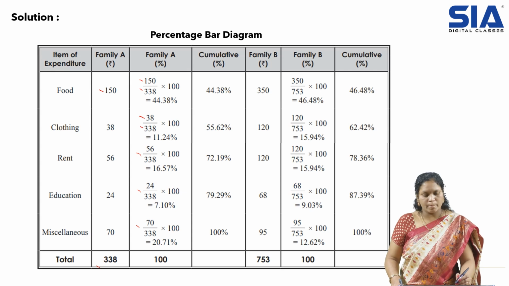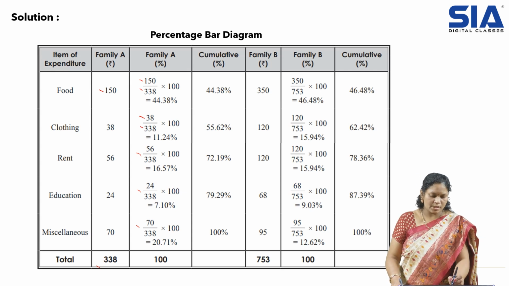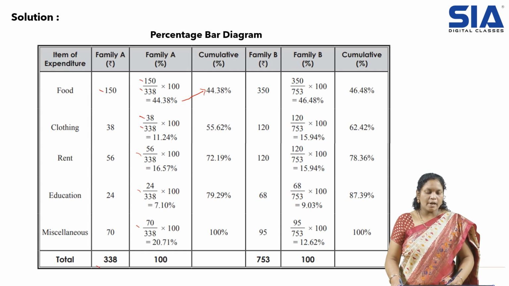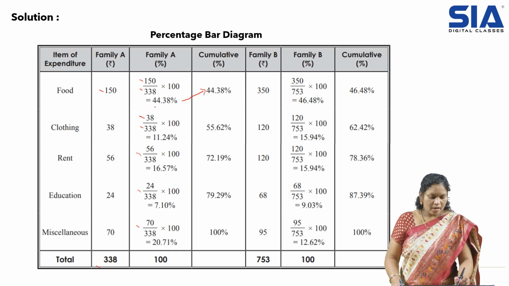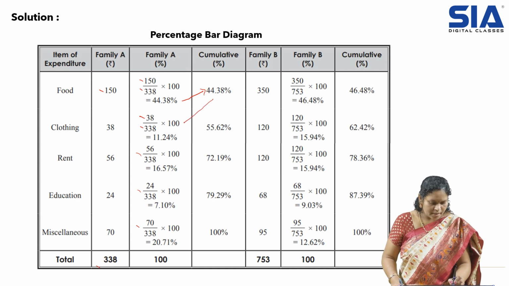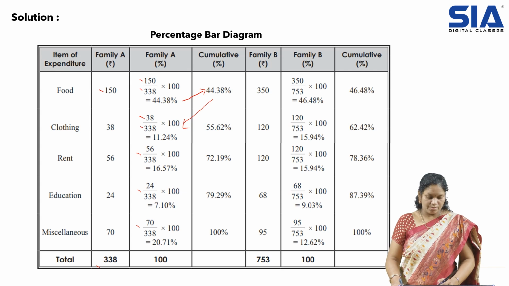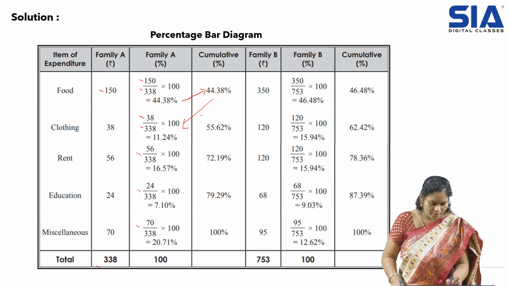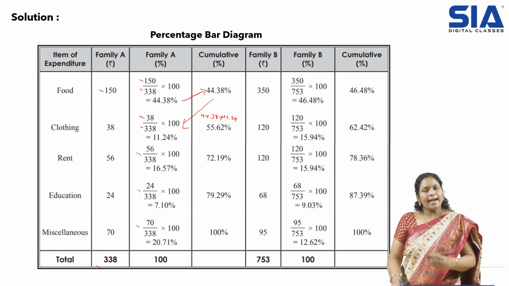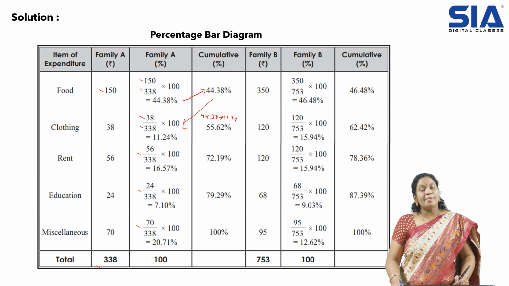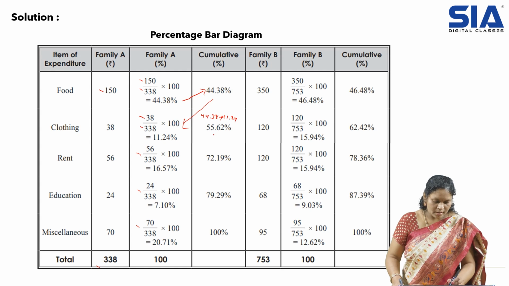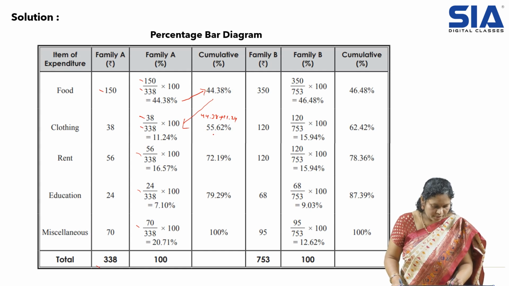Now, how to calculate cumulative percentages? I said adding one to another. The first value carries on as it is, that is the first value from the percentage column, 44.38, written down as it is. Then add the first value to the second value in the percentage column, which is 11.24. So 44.38 plus 11.24 becomes 55.62. Simply adding one to another, you will get the overall 100% back. Now add 55.62 to the next value, 16.54.